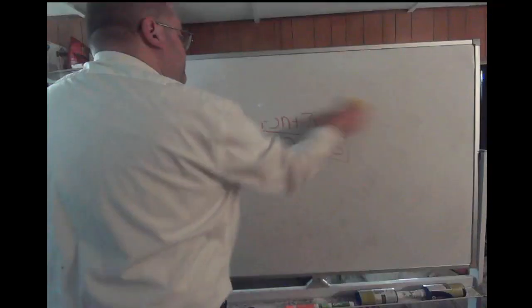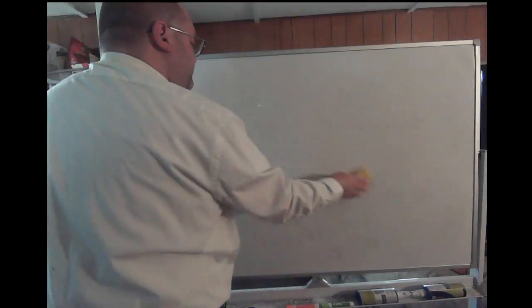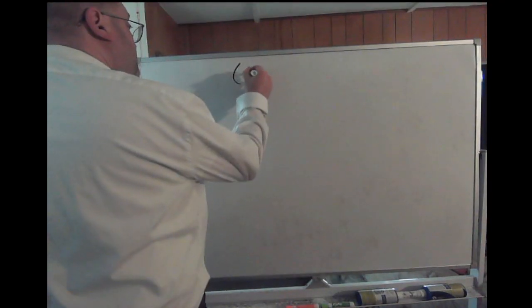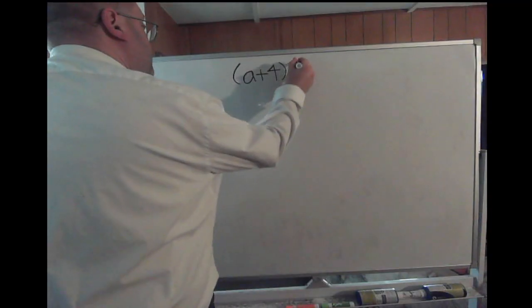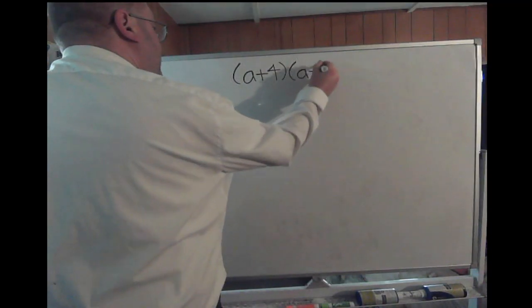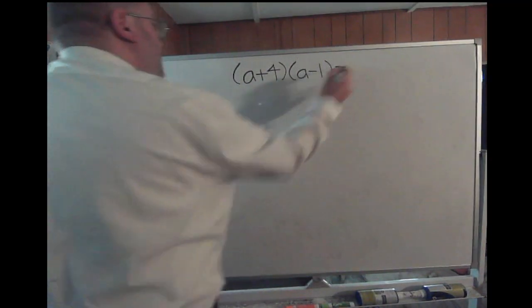So these two methods we're doing, once we teach the FOIL method on the next lesson, feel free to pick whichever method works for you. But today we are doing the double distributive. Alright. We have a plus 4 times that quantity times the quantity of a minus 1.